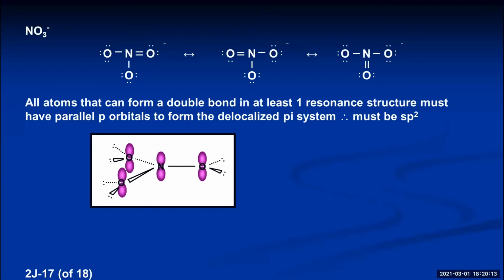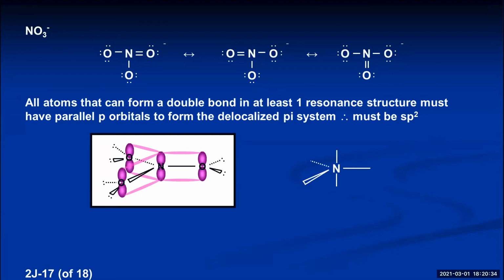Okay, so now all those p orbitals on the outside are able to overlap with the p orbital on the center. Here's how the delocalized pi system works. It goes like this. The outer O's merge with the central nitrogen, and the electrons flow through all of those p orbitals, making every single bond a little bit stronger.